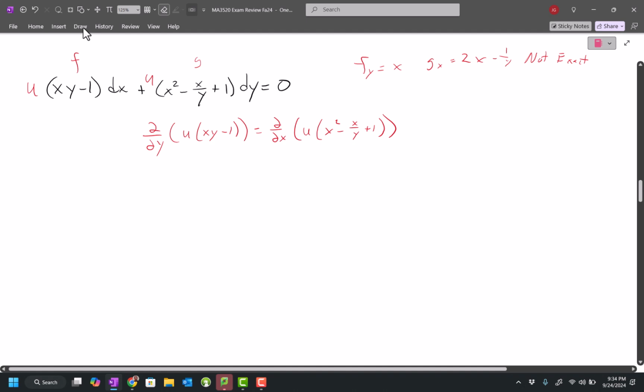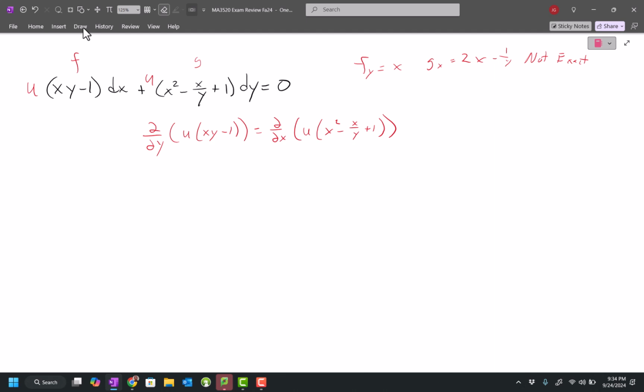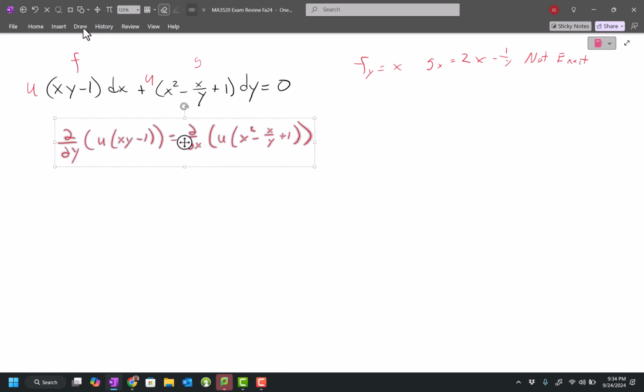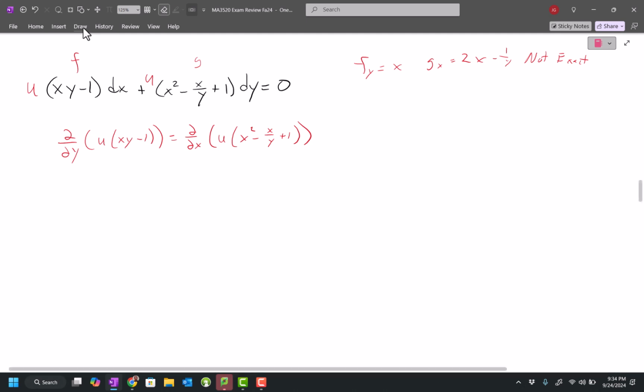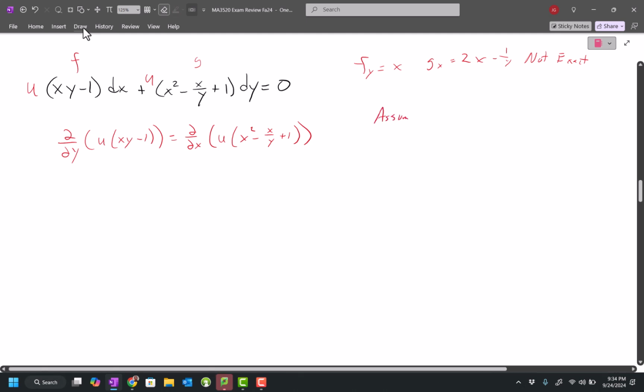Now, I need this to be true. I need to find a value of u that makes this true, and I can make any assumptions along the way that I want. I could, for instance, assume that u is just a function of x, or I might assume u is just a function of y. And I'm really not sure what to test at first. In this case, I'm going to start by letting u equal just a function of y.